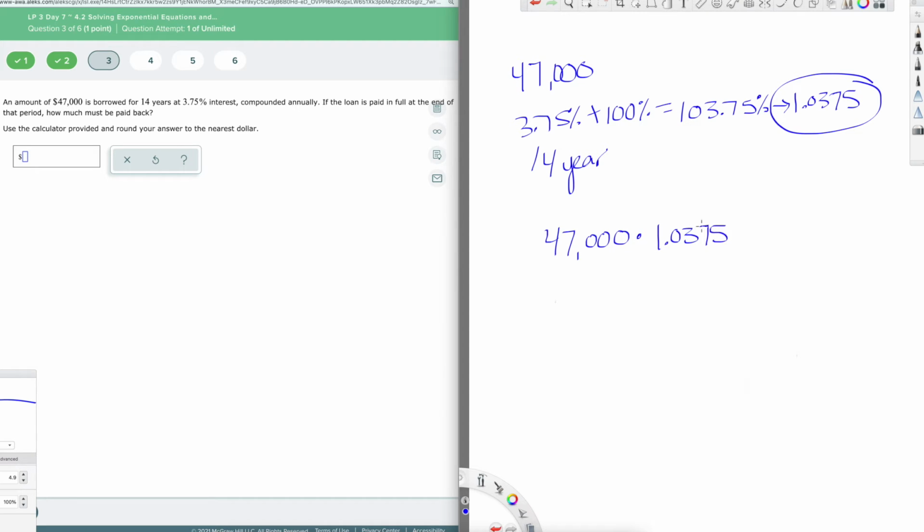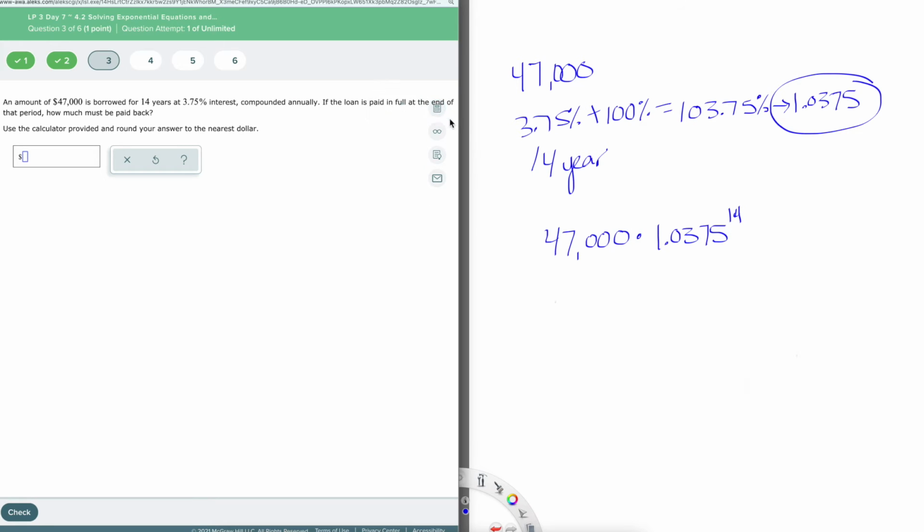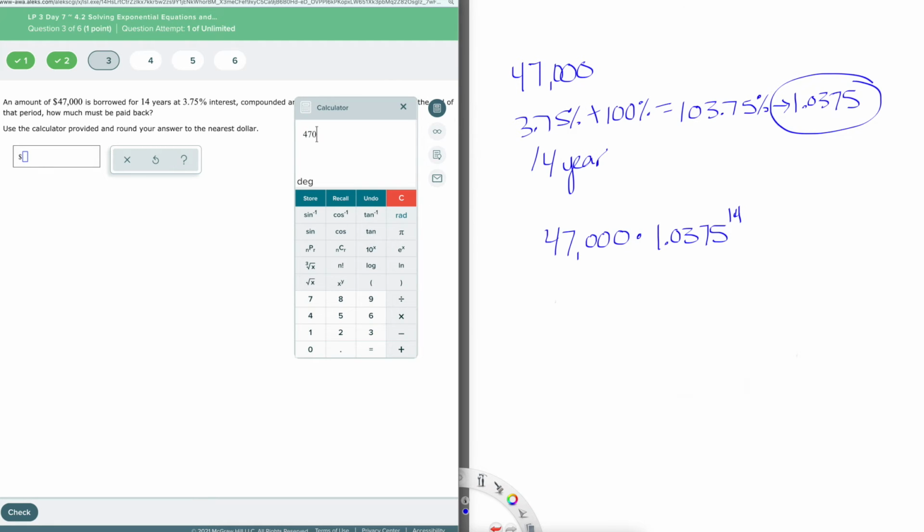And then that would be the t here for the years, but I already know what the years are. It's going to be 14. So let's go ahead and type this in here. We have 47,000 times 1.0, oops, I forgot my decimal, 0.0375, and that's going to be raised to the 14th power. It says round to the nearest dollar again, so here's all my cents. That's a 1, so I can just delete these off. And here's the amount of money.